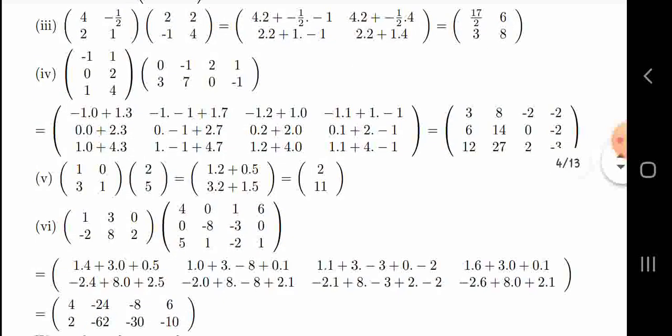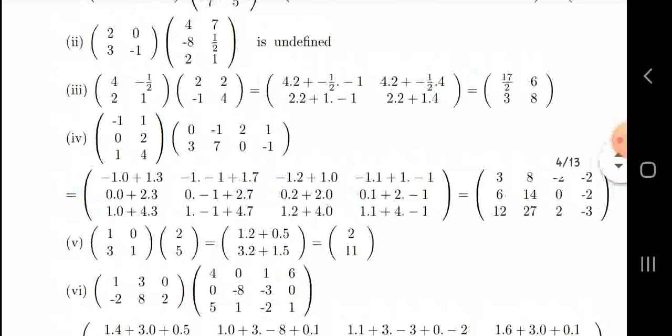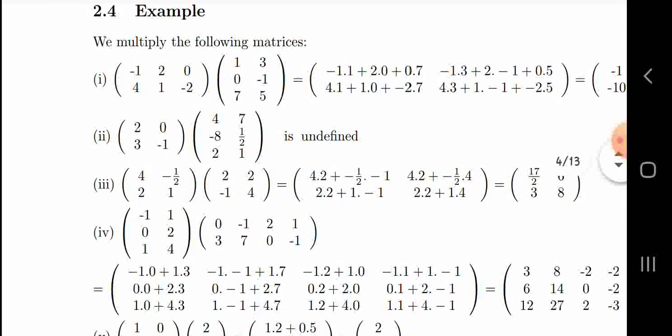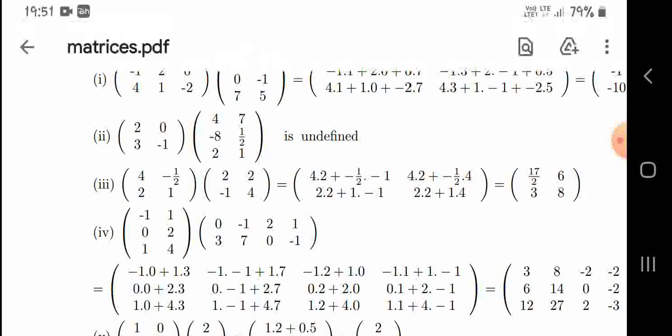If they have given four also, don't take tension, but look at the numbers correctly. Here you can see why it is undefined: the first column you cannot multiply with the second, as said in the matrix rules. But here they have given a case where the first can be multiplied with the second, there is no problem whether it is less or more.